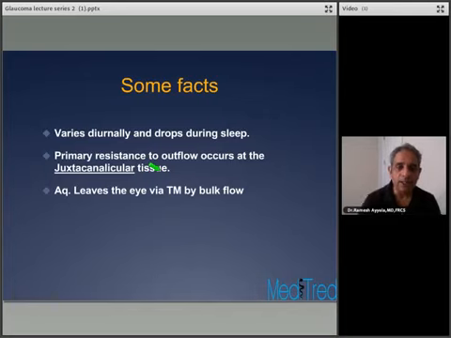The aqueous production varies diurnally and drops during sleep. The primary resistance to the outflow occurs at the juxtacanalicular tissue. Aqueous leaves the eye via the trabecular meshwork by bulk flow.